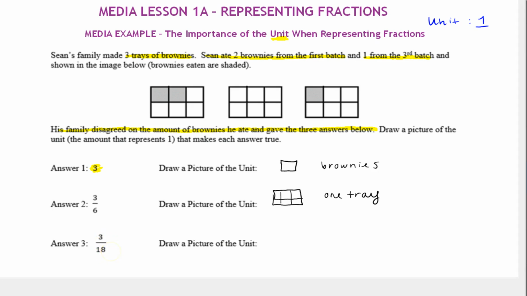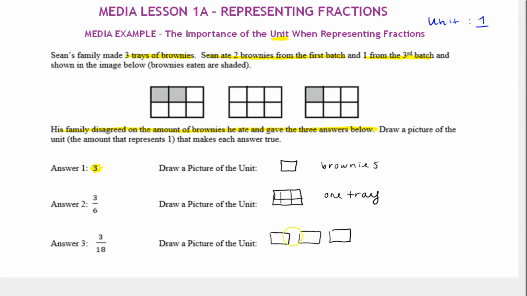Okay, well, 3/18 of what? What's the unit? Well, we can look at the 3 as the 3 shaded pieces. Now what are there 18 of? So here there's 6, 12, 18. So if we look at all 3 trays of brownies, he had 3 out of the 18 total pieces.